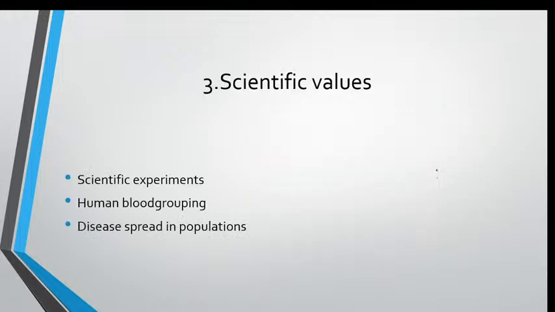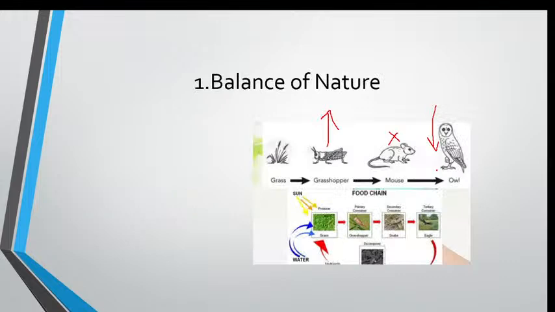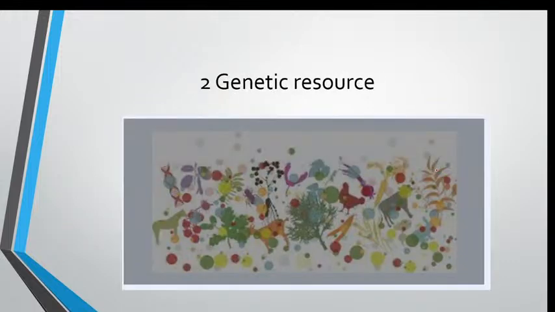Then next is genetic resource. Wildlife includes a rich resource of genes of both flora and fauna, both plants and animals. There is a rich group of plants and animals with their genes, and this genetic resource, whether plant or animal, can be used for breeding experiments in both plants and animals.